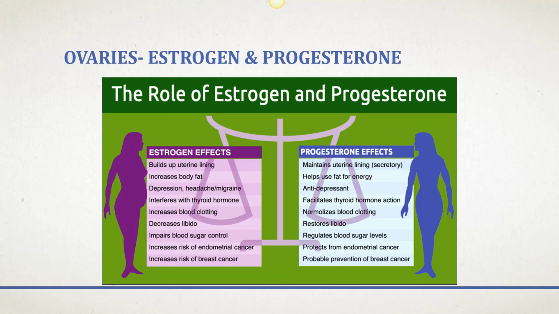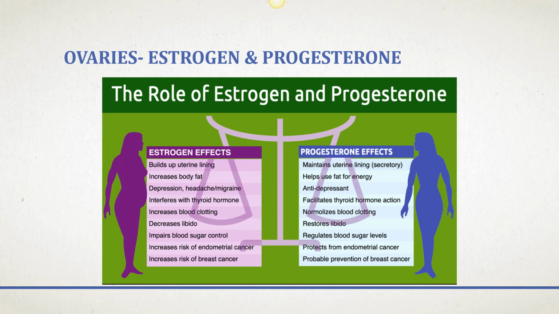The role of estrogen and progesterone from the ovaries in women. So estrogen builds up the uterine lining. It increases body fat, causes depression, headaches, migraines. It interferes with thyroid hormone. It increases blood clotting, decreases libido, impairs blood sugar control. It increases the risk of endometrial cancer, and increases the risk of breast cancer.